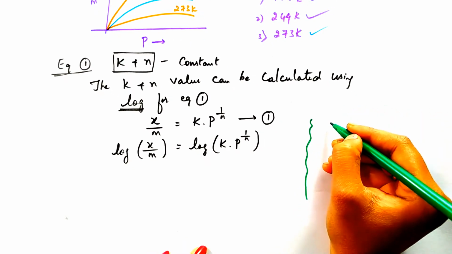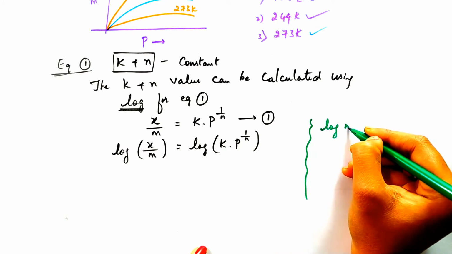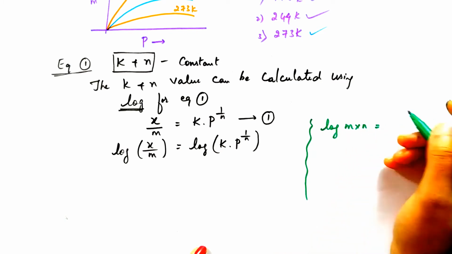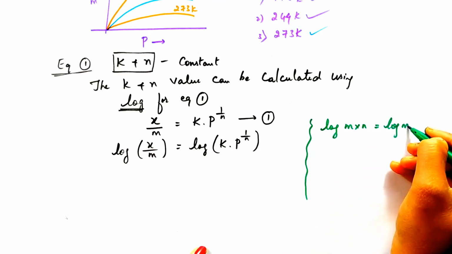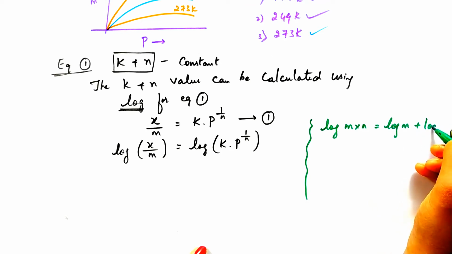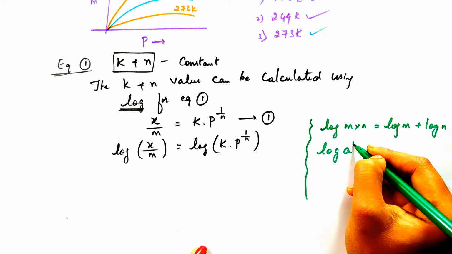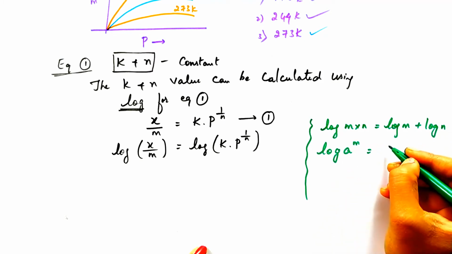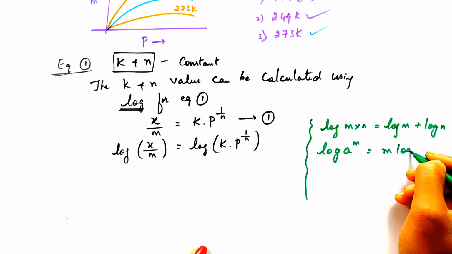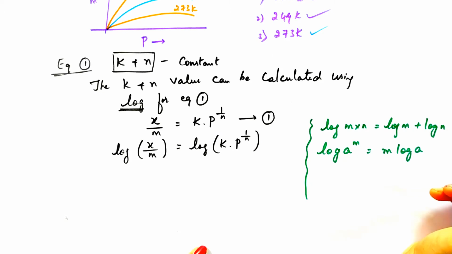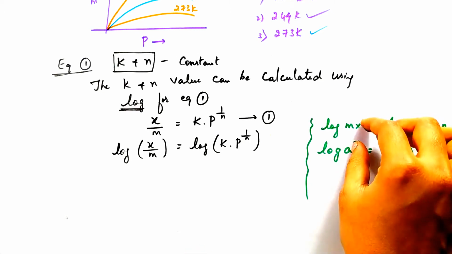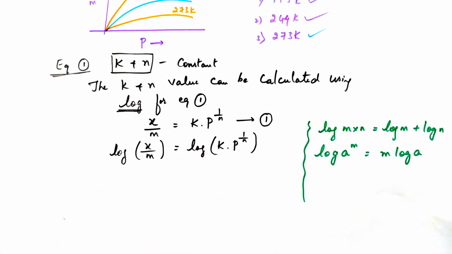Logarithm indices: log(M×N) is equal to log M plus log N. Then log A to the power of N can be written as N log A. These are the indices. Using these indices, let us simplify this equation.